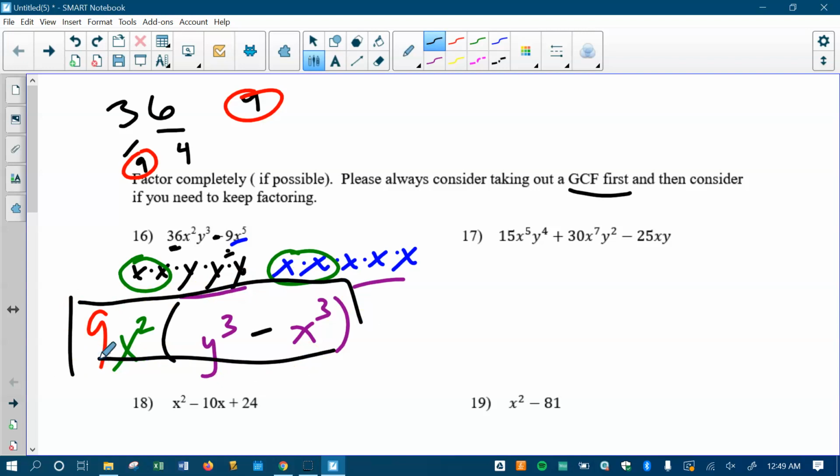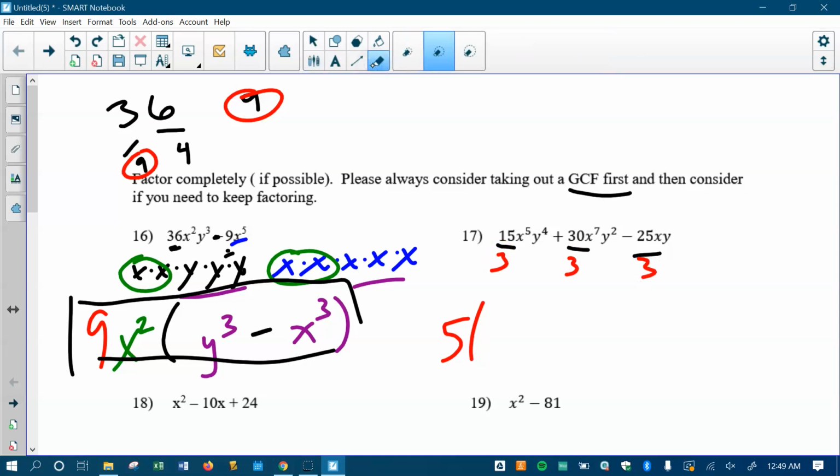Number 17. So let's look at numbers first. So for the numbers, we have 15, we have 30, and we have 25. Well, on the top of my head, I'm thinking that they're all multiplied by 5, so I'm going to take a 5 out of these. Okay, and what's left inside here? So sometimes I have students that actually divide each of these by 5, and I put 3 there because that's the other problem. So let me just put a 5 here.